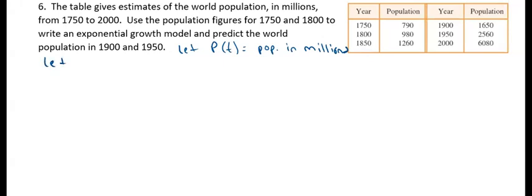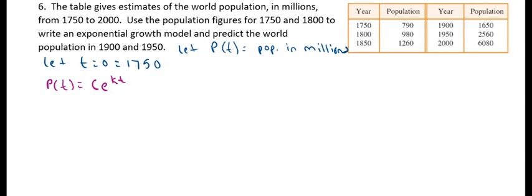Let's say let T equals 0 be 1750, because we're told to use the figures for 1750 and 1800. So let's see if we can start there and see what we have so far. So we know our equation is P of T equals C e to the KT. And we know C and K are constants. So we're going to have to use some of our other values to figure out our C and our K. So let's start with that.